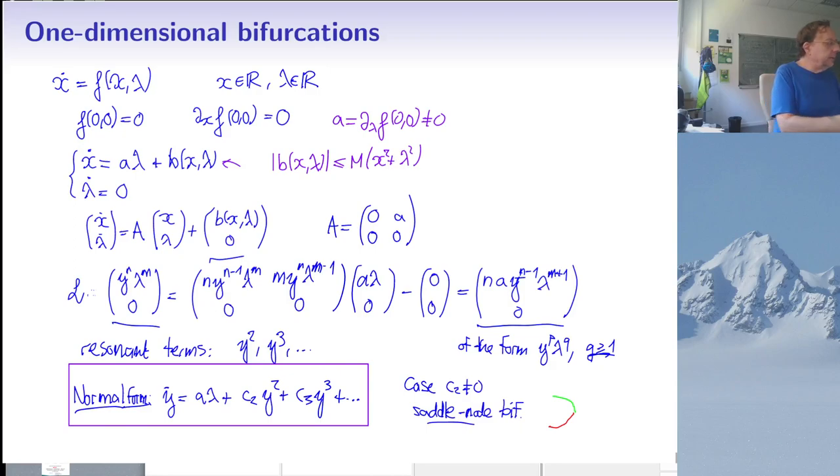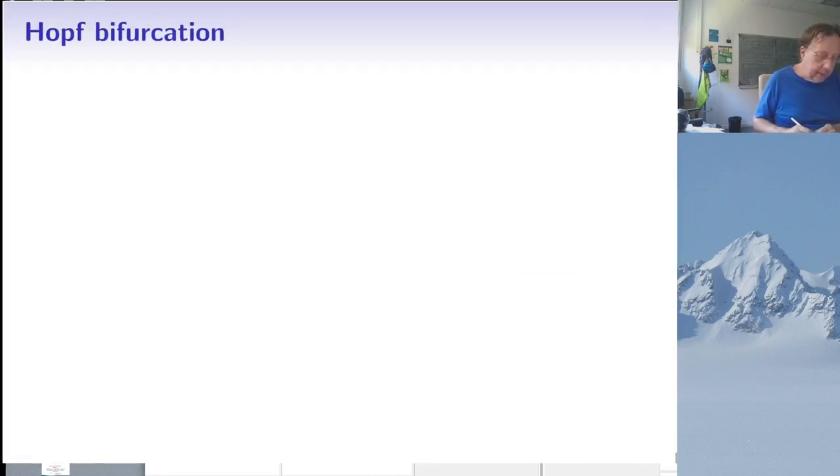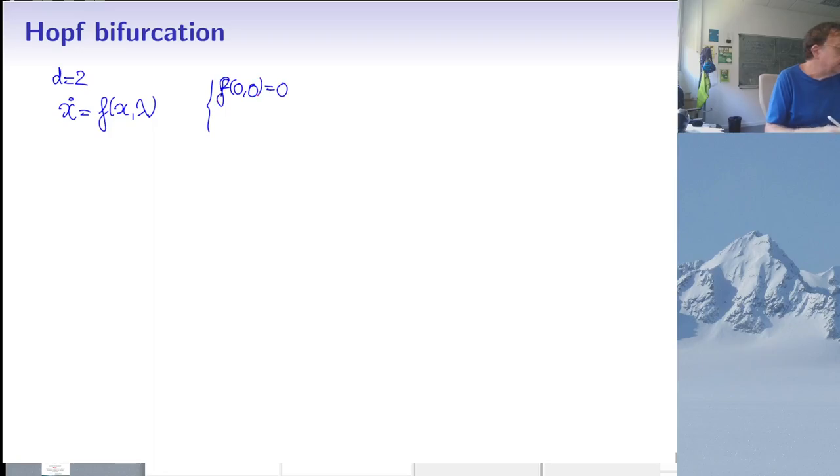Okay, so now let us look at another case, which is called the Hopf bifurcation, which is a very important example of bifurcation. And now what we are going to assume is that we are in dimension 2. And we look again at a system of the form x dot is f of x and lambda. And we assume that f of 0, 0 is equal to 0, as before. And A is dxf of 0, 0.